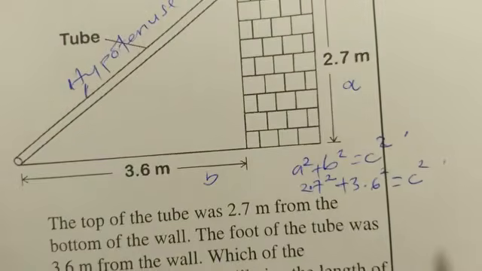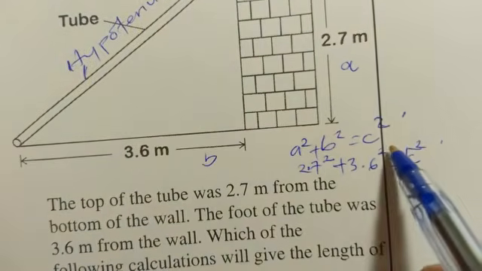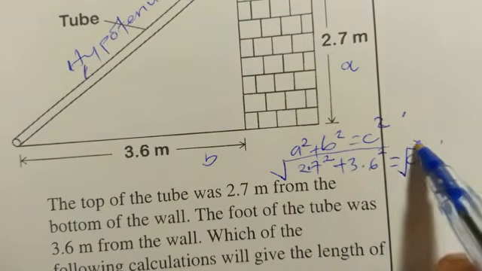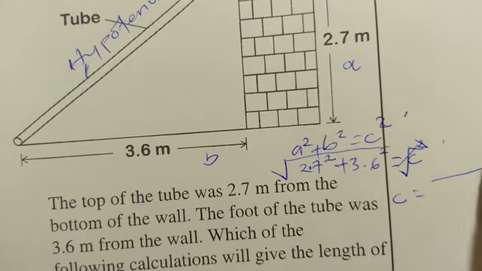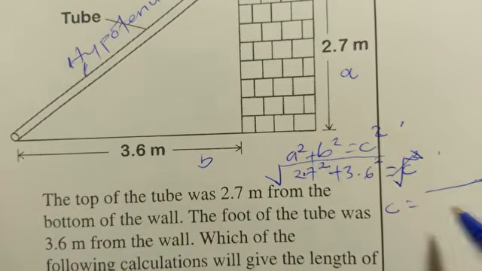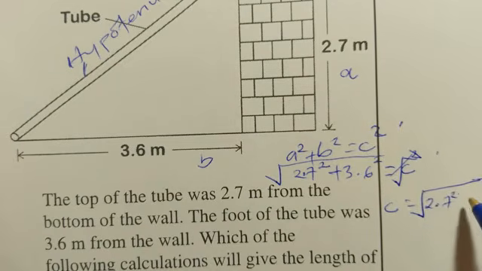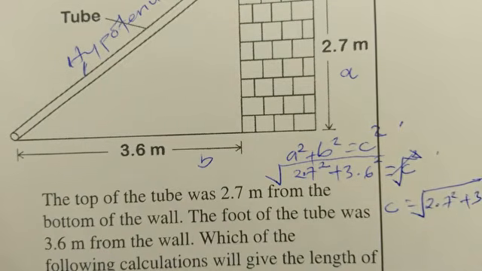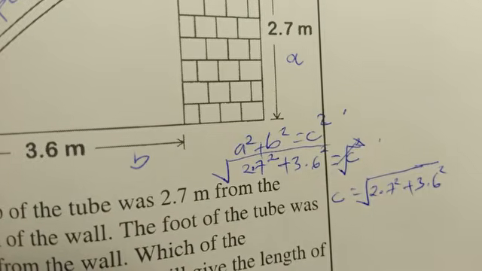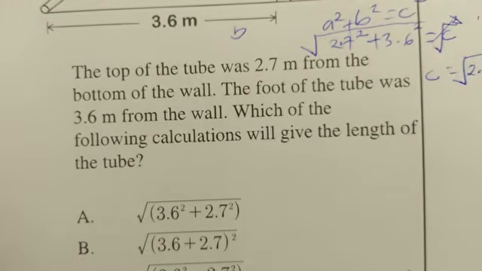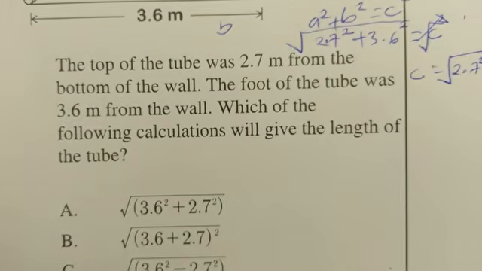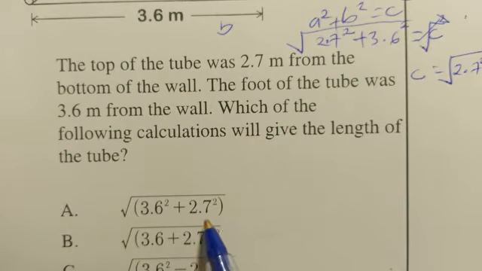So for us to remain with c, we take the square root of both sides. So c, that is the hypotenuse, will be represented by the square root of 2.7 squared plus 3.6 squared. And from our answers, we have the square root of 3.6 squared plus 2.7 squared.